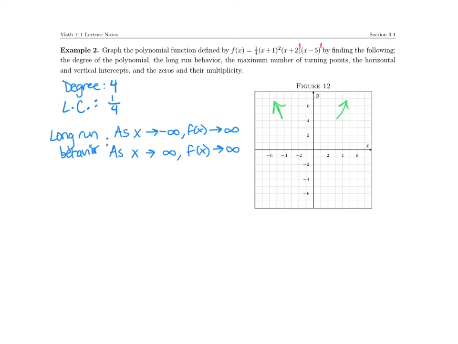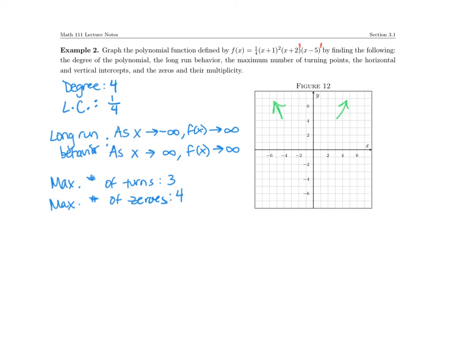That's the description. Next, we're asked to find the maximum number of turns, and we'll also do the maximum number of zeros. Maximum number of turns is going to be 1 less than the degree, so in this case, 3. And the maximum number of zeros is going to be the same as our degree, which in this case will be 4. Lastly, let's get those intercepts, zeros, and multiplicities.